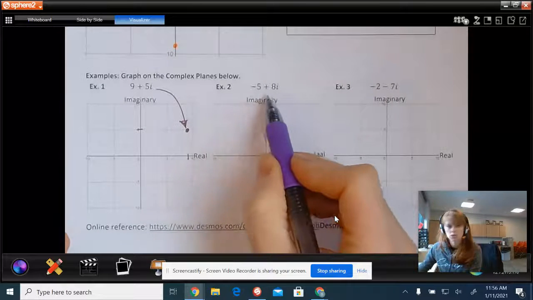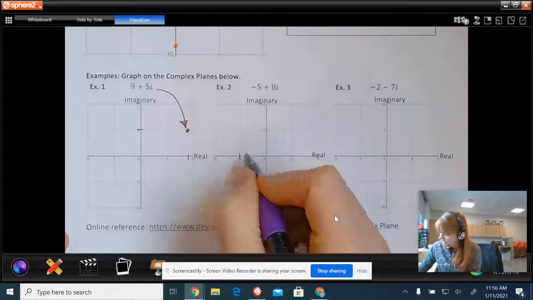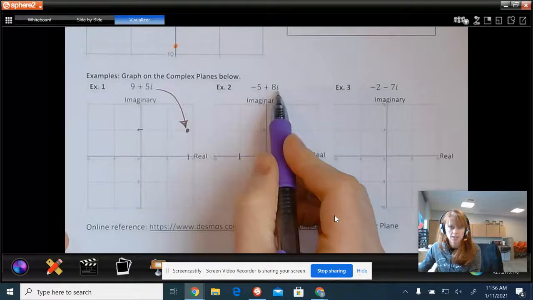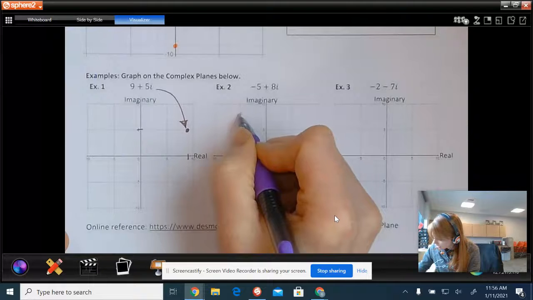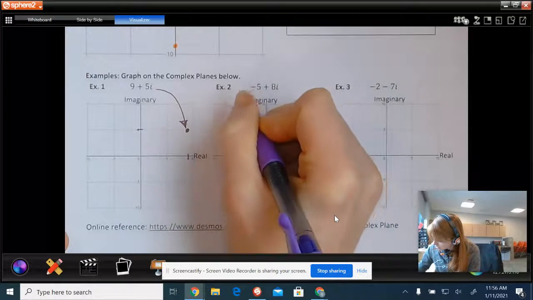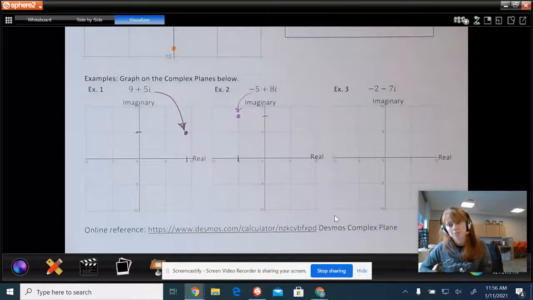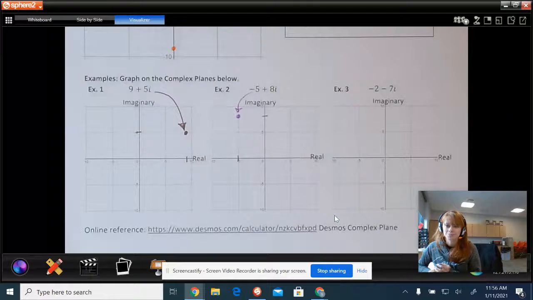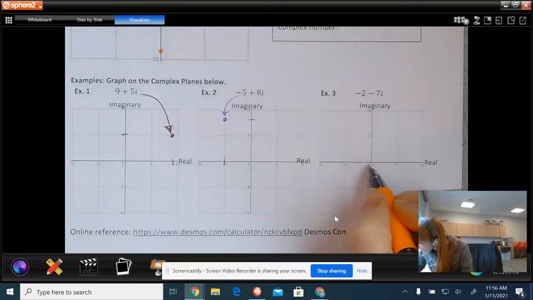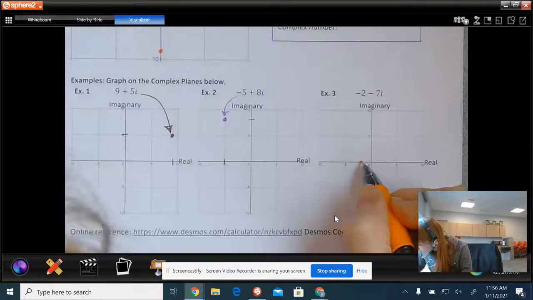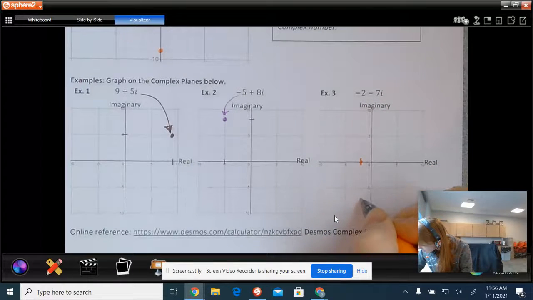Okay, same idea. Double check your number 2. Did you go -5 on the real number line? So -5 on the x-axis. And then did you go up? So plus 8i, so go up 8: 5, 6, 7, 8, to get to our complex point, -5 + 8i. And the last one was -2. So did you go -2 on the number line? Not the point, just marking -2, and then down 7: 5, 6, 7.